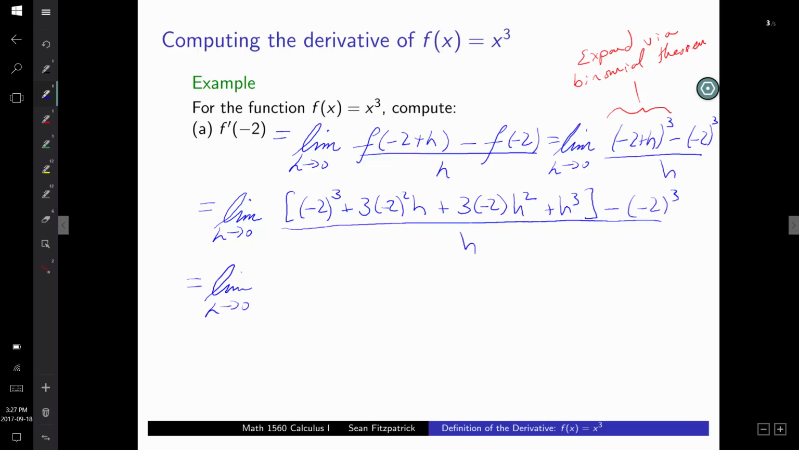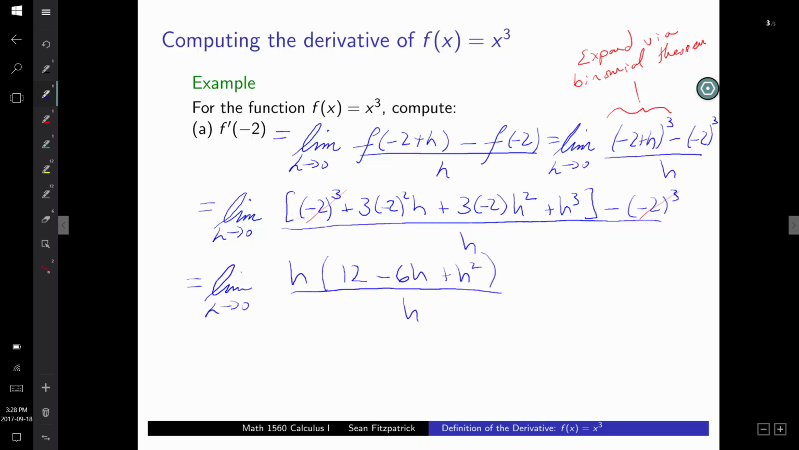So now we try to clean things up, and we'll notice that this cancels with that, right? There's a minus 2 cubed and a minus 2 cubed. And notice that everything else in the numerator has an h left. So if I factor that out, I've got h times, well, minus 2 squared is 4, 3 times 4 is 12, minus 6h plus h squared. Okay, and I've got an h on the bottom.